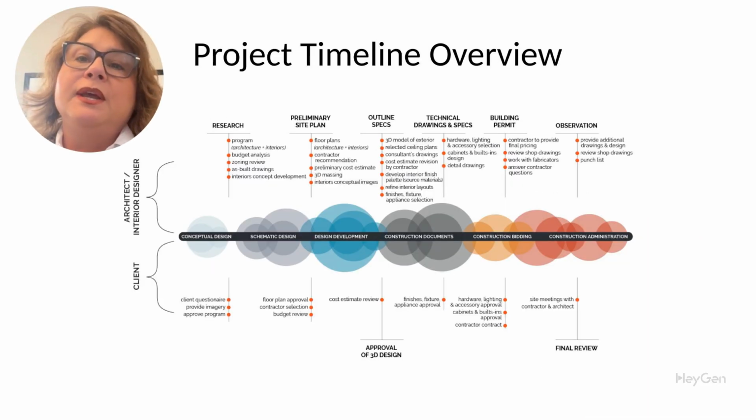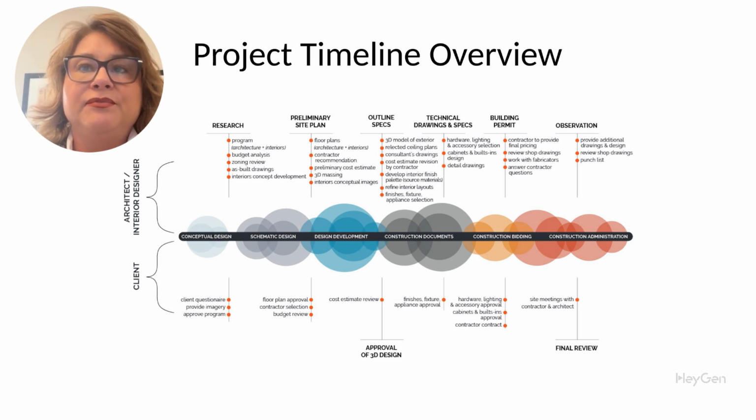Here's a simple project timeline. We move from feasibility and programming into schematic design, design development, and construction documents. After that, we're ready for bidding and construction. Each step builds on the work done during pre-construction.